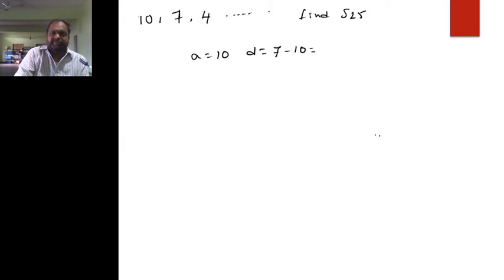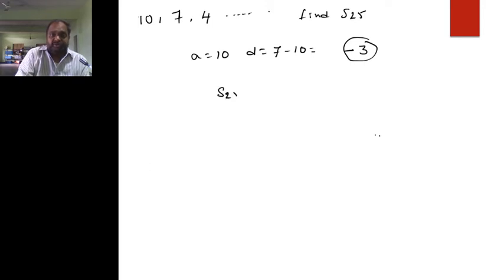Suppose the question is 10 comma 7 comma 4 and so on. Find S25. A is equal to 10 and D is equal to 7 minus 10, A2 minus A1. That is equal to minus 3. It's a very very very important question because the common difference is a negative value. It's a very important question.